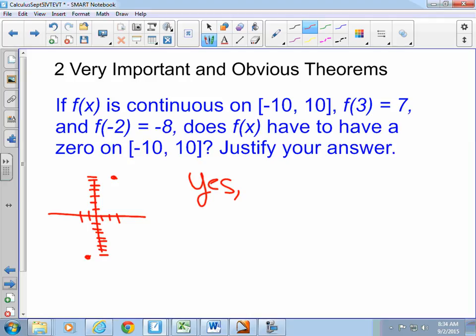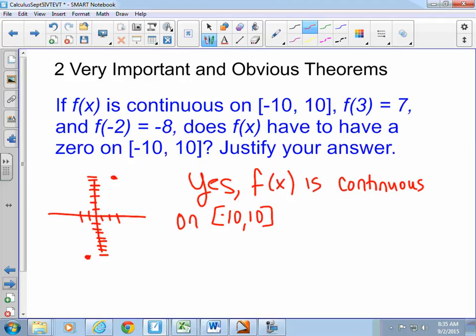The intermediate value theorem. And how can I apply the intermediate value theorem here? Well, first I have to say that it fits the conditions. So I'm going to say f of x is, what do I have to say about f of x? Continuous. On negative 10 to 10, so I'm showing that it's continuous on a closed interval, right?